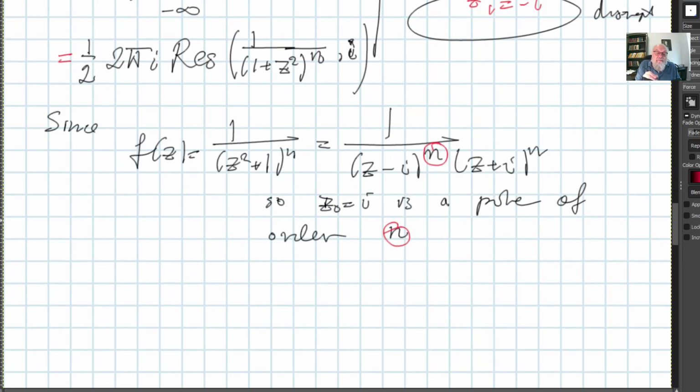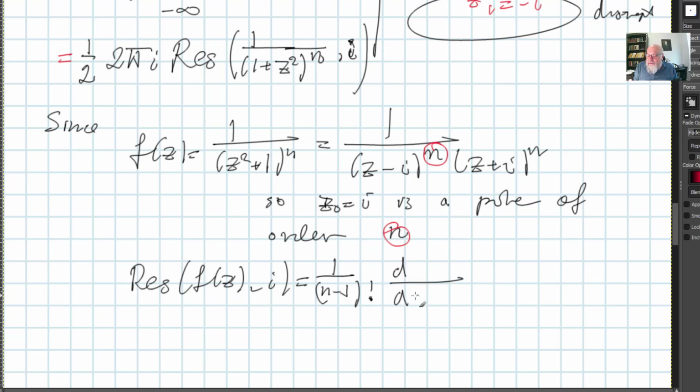So in such a case, if you would like to compute the residue, put it like this: the residue of f of z at the point i will be equal to, and you have to understand this is n, so this will be 1 divided by n minus 1 factorial, and then you take the derivative of order n minus 1 of that expression, and we learned it before, so I do not go into too many details, at z equal to i.